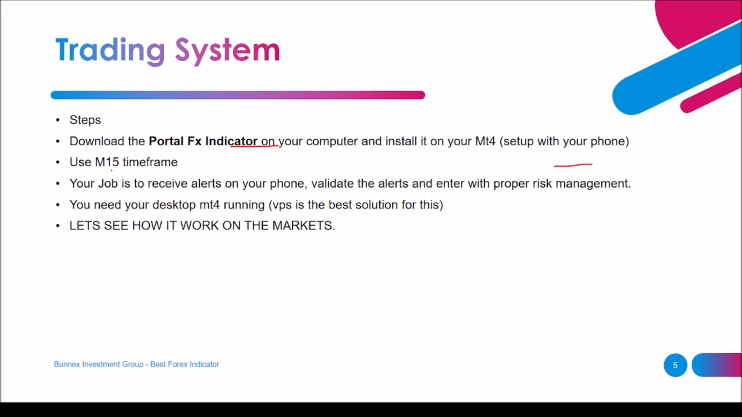Then you will be using the M15 timeframe, and now your job is to receive alerts on your phone. Right after receiving alerts, we all know that indicators or any trading robot cannot take over operations on your account, so you need to validate. So after receiving an alert, you need to validate the alert and enter the market with proper risk management. Not all signals that are going to be issued will be in line with the market maker trend.